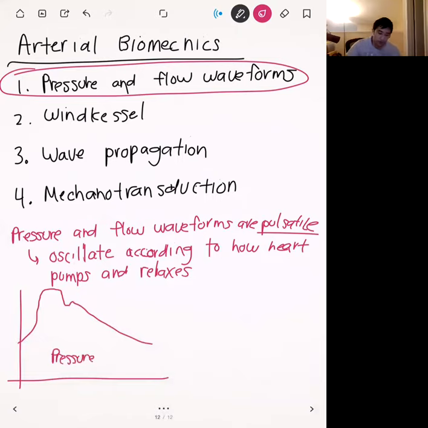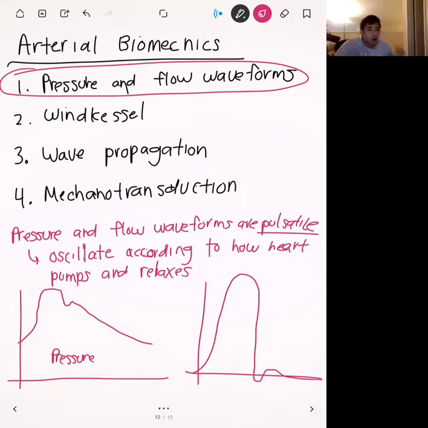Okay. And then the flow waveforms are a little bit more extreme. And the flow waveforms kind of look something like this, right? And so you have a large amount of flow when the heart is contracting during systole, and then basically no flow during diastole when the heart is relaxing.